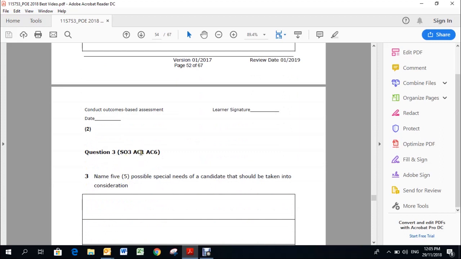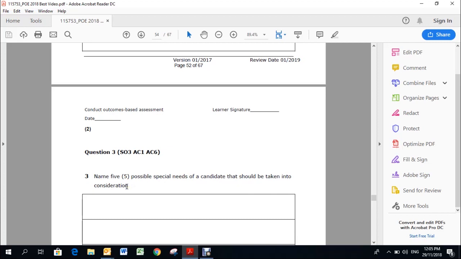Name 5 possible special needs, which is question 3. Specific outcome 3, assessment criteria 1 and assessment criteria 6. Name 5 special needs of a candidate that should be taken into consideration.